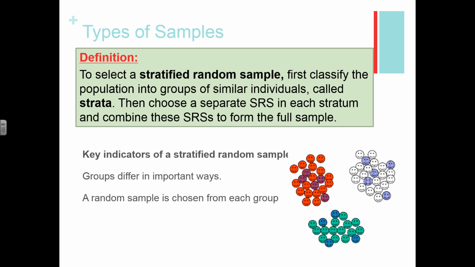Alright, the other way, just doing a simple random sample, I could have randomly picked some names out of the hat and they could have all been red, and that could be a problem. So again, if I want to make sure I'm getting some red, some white, and some green, I want to make sure I stratify it first. So that's a stratified random sample.